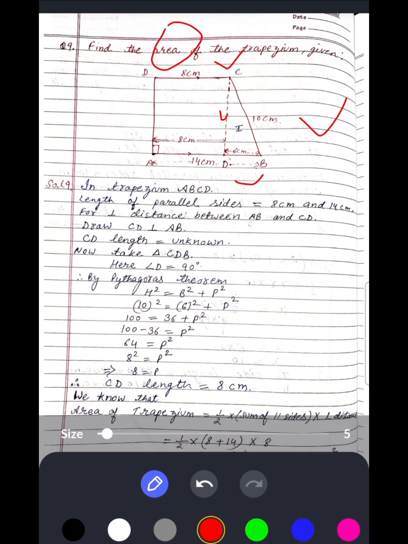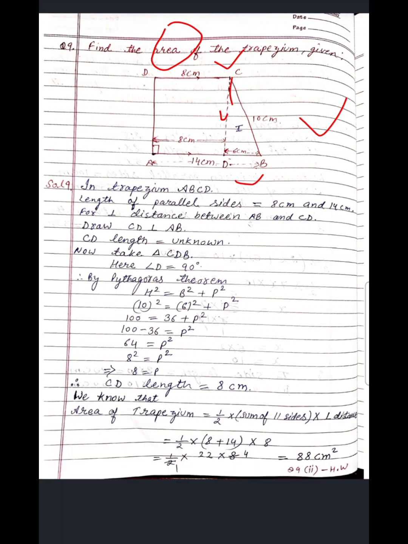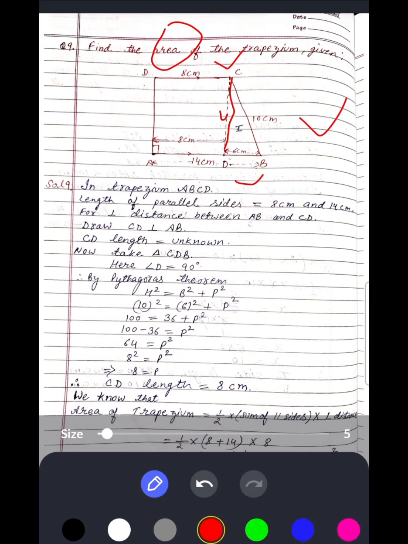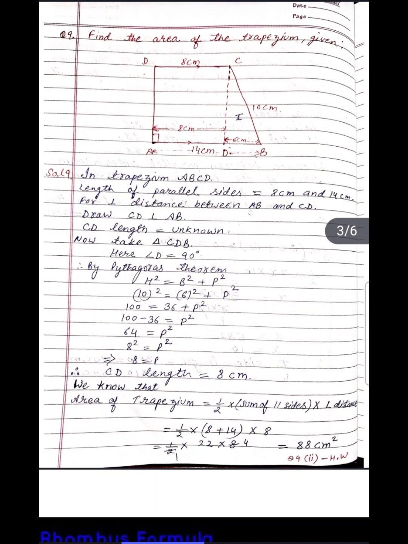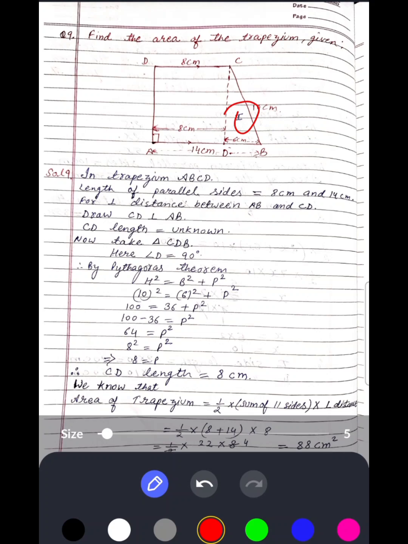So first of all, just make the perpendicular from the point C on the base AB, and once you make it, it has divided the full figure into two parts. So here you can see the first part, and this part is actually a triangle. So this is a right triangle just because CD is perpendicular to AB. So in a right triangle, dear students, we can apply Pythagoras theorem, and by using Pythagoras theorem we can easily find out the value of CD.